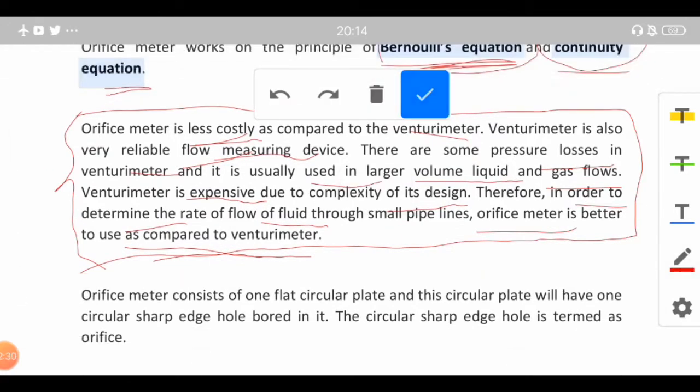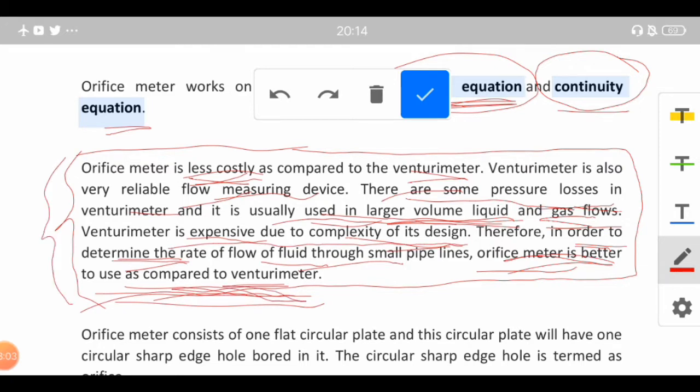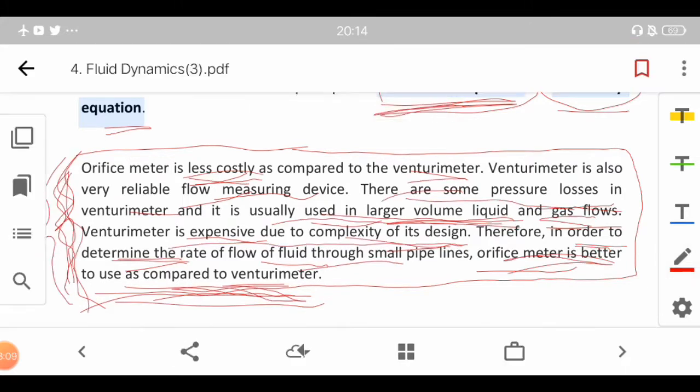So you can say that the orifice meter is less costly, whereas the venturimeter is costly. The venturimeter has some pressure losses and is used for large volumes of liquid and gas flows, whereas the orifice meter is used for smaller volumes. Due to the complexity in the design of the venturimeter, in order to determine the rate of flow of liquid through small pipelines, the orifice meter is better to use as compared to the venturimeter. So this will give you the correct answer why the orifice meter is better than the venturimeter.